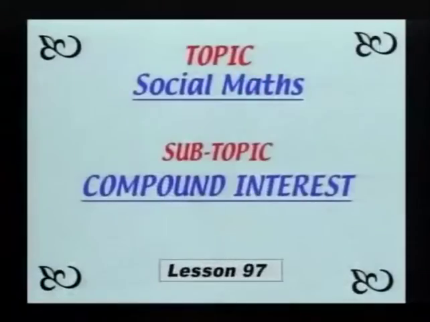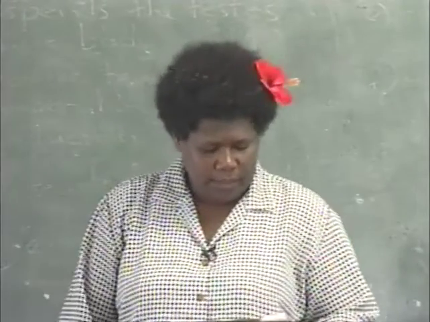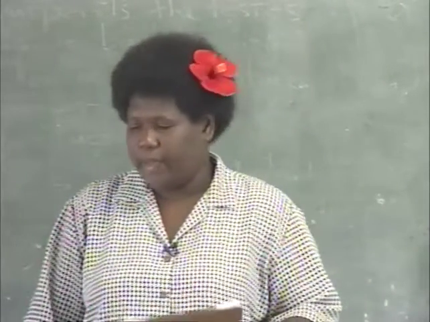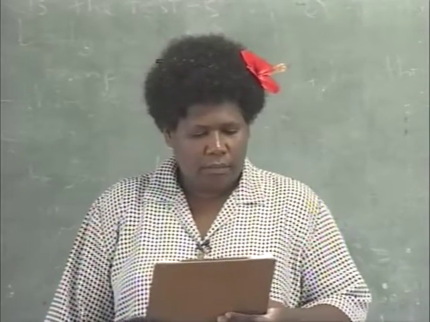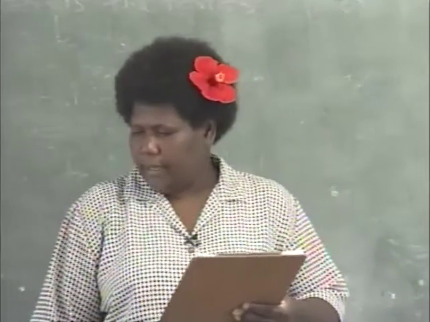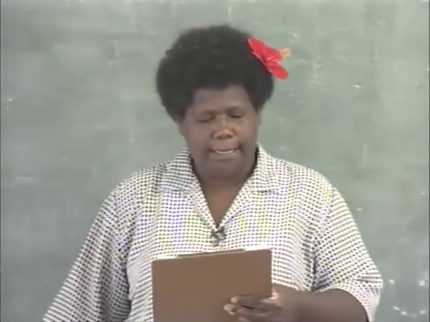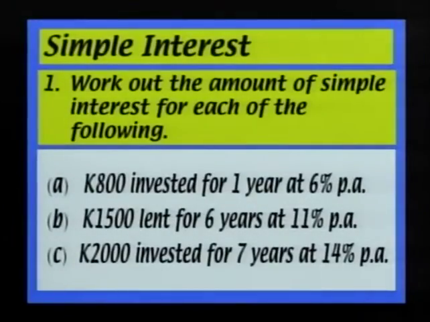All right, then today we'll be looking at compound interest after we've corrected the homework that you were given on simple interest. You were given questions 1 to 10 to do. For number 1, we already did question C. So the answer for A should be 48 kina. The answer for B should be 990 kina.